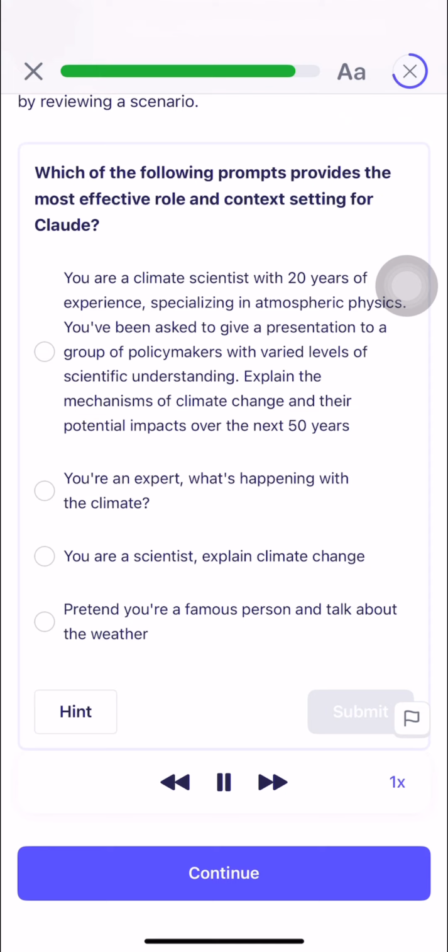You are a scientist. Explain climate change. Pretend you're a famous person and talk about the weather. You're an expert. What's happening with the climate?